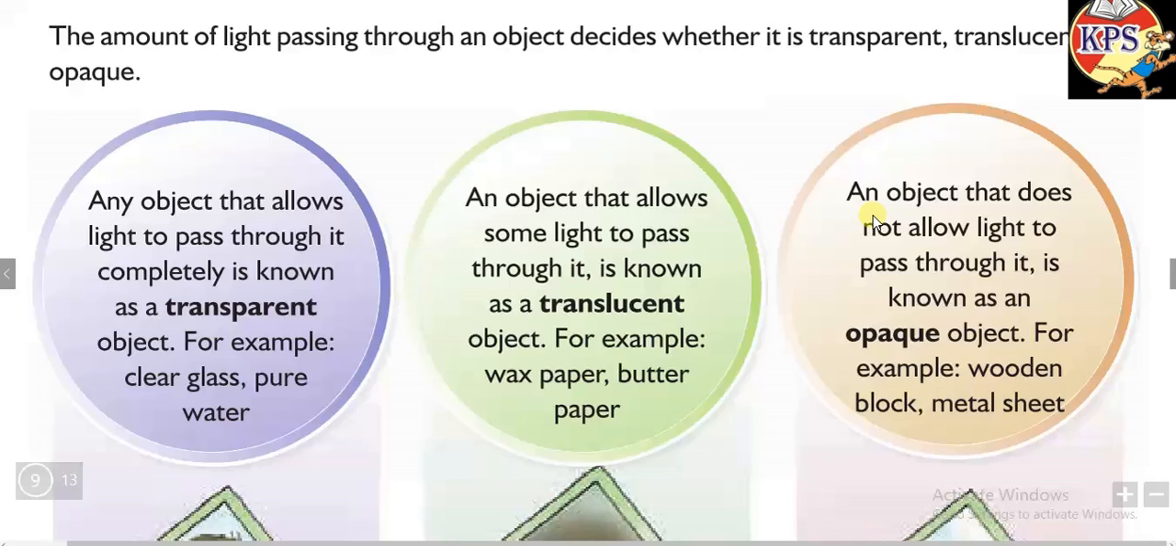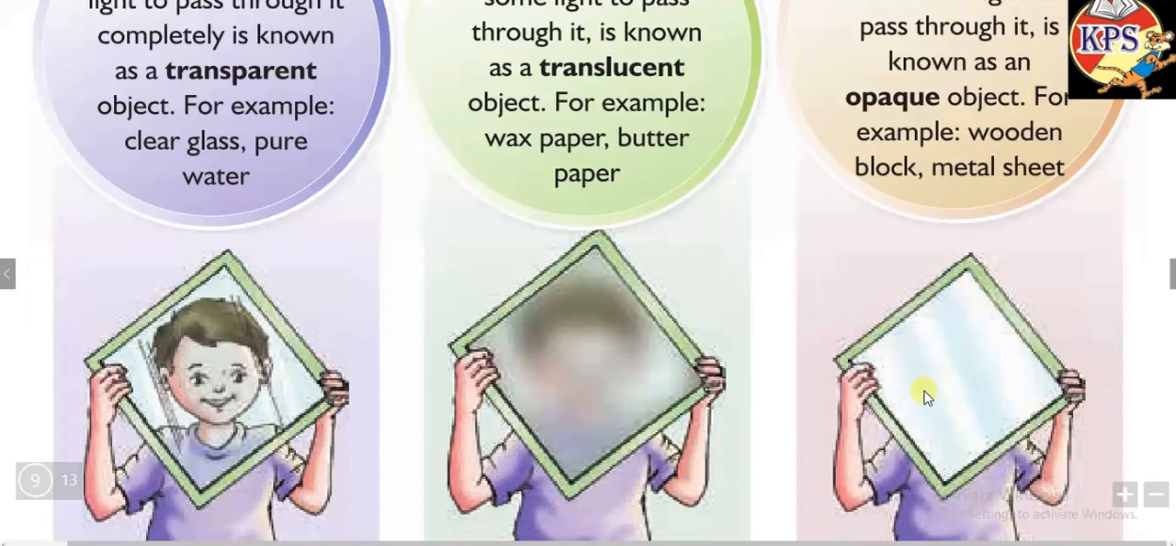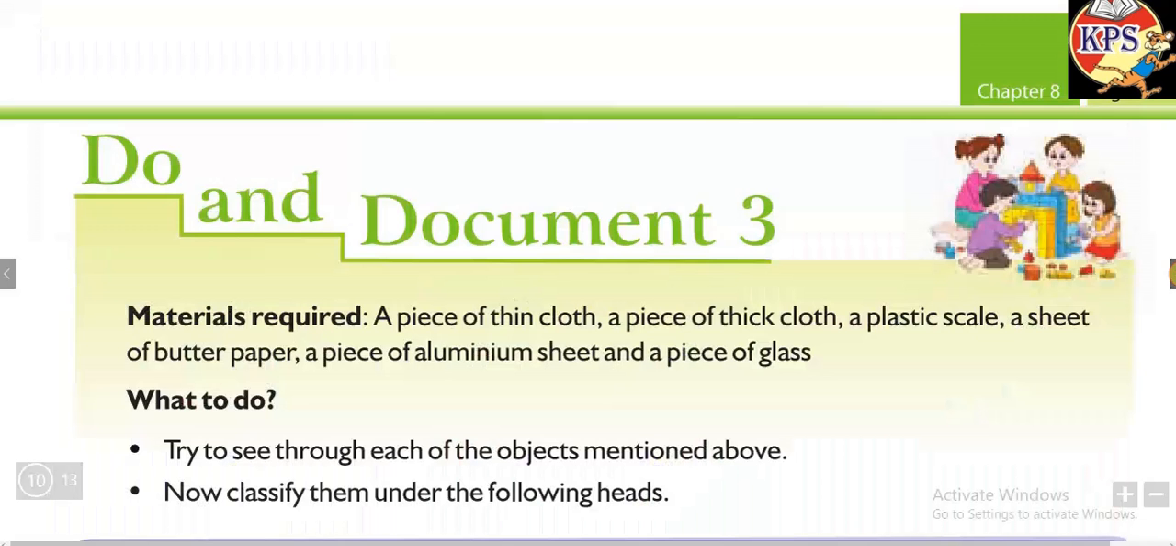Now the third one: an object that does not allow light to pass through it is known as opaque. For example, a wooden block or metal sheet. Light cannot pass through these objects, and that's why they are called opaque. So this is about transparent, translucent and opaque.